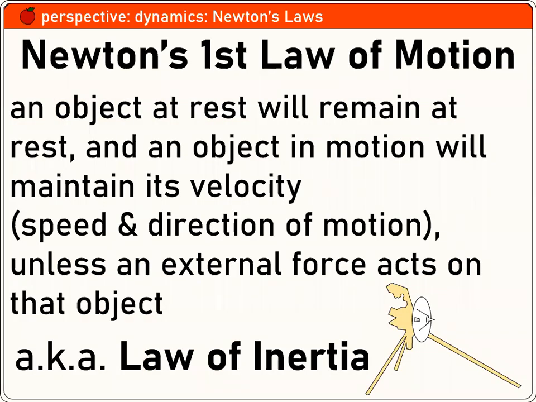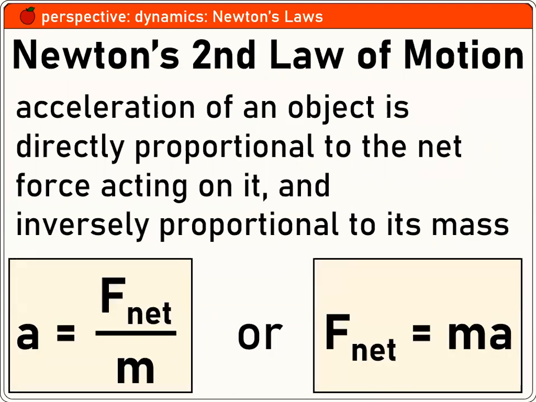Newton's laws of motion. First law of motion, called the law of inertia. Object at rest stays at rest. Object in motion wants to maintain its velocity, that's speed and direction of motion, unless there's an external force acting on it. Guys, anything that is ever speeding up, slowing down, or going around a curve, there has to be a net external force on that object.